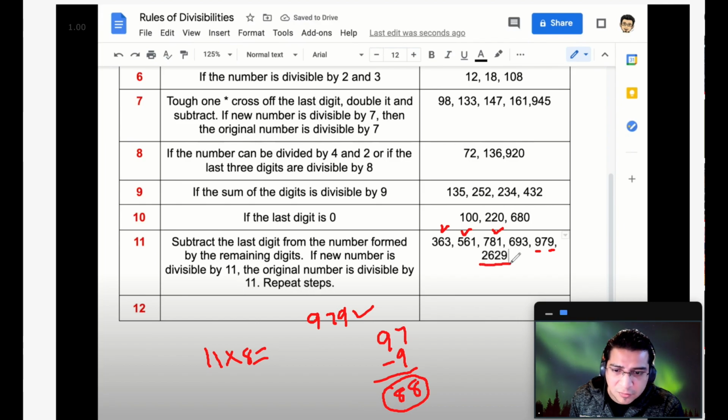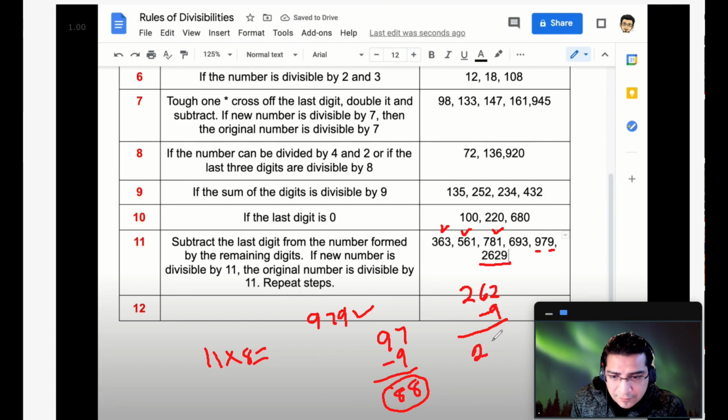And what if you have a 4-digit number, right? You can't really apply my shortcut that I give you. 9 plus 2 is, I don't know, how would I do that, right? So instead, what I'm going to do is I'm going to use this method right here. So I'm going to do this one and show you that it's divisible by 11 by subtracting the last number from that one. So here I have 262, right, minus 9. Okay, 262 minus 9 is going to be 253, right?